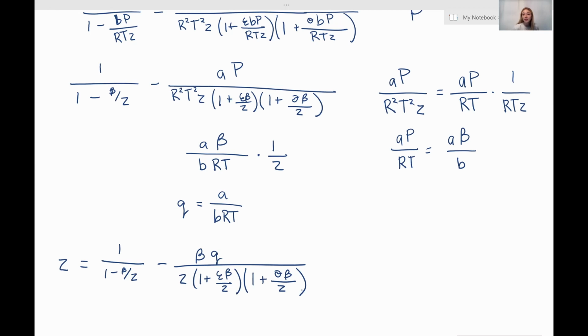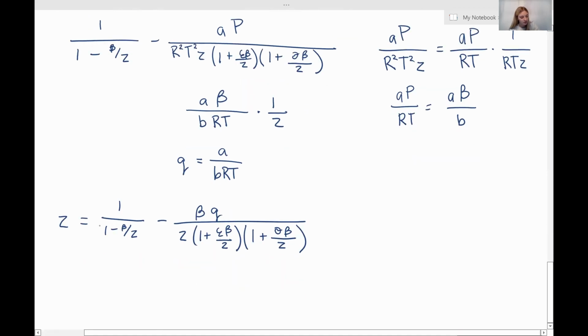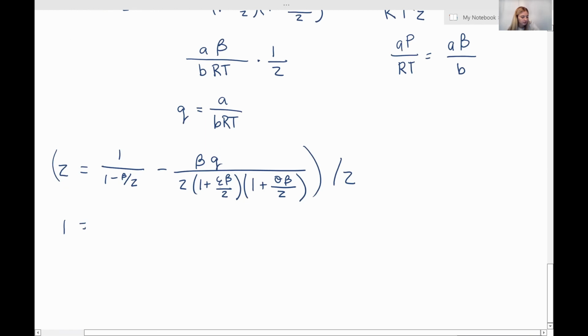Okay, so we're getting closer to finding our common denominator now. So if you notice, we have a lot of Z's in our denominator. We can simplify this a bit more by dividing out Z from our equation here. So we'll be left with, actually, just write that out, divided by Z here. So we'll have 1 is equal to 1 over, now it's going to be Z minus beta, minus beta Q over Z plus epsilon beta times Z plus sigma beta.